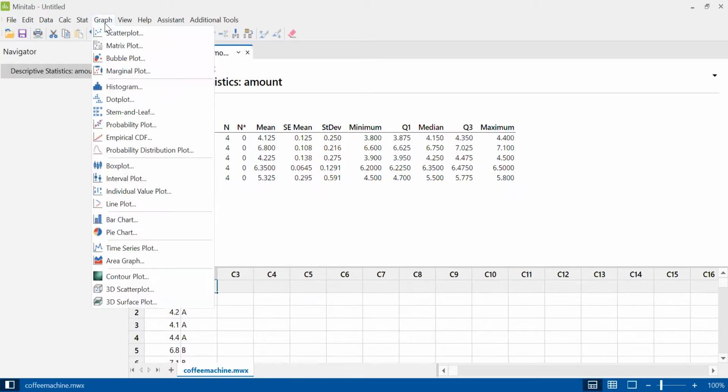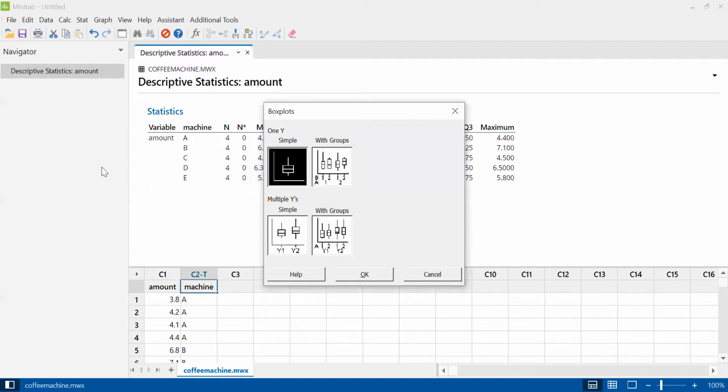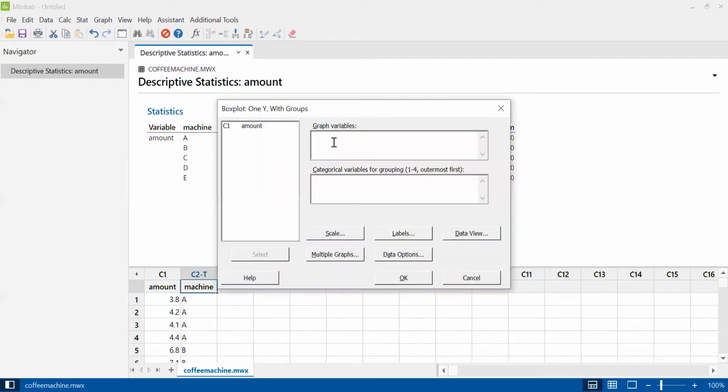The next thing we would do is we would take a look at the box plots. So let's look at that. So Graph, Box Plots. So remember here, I have one Y, that means I have one column of data, and then with groups. I forgot what the Mac users have to choose. It's one categorical variable with groups or something like that. Okay. And then click OK. Again, my variable is my numerical variable amount, and then I'm going to separate it out by machine.